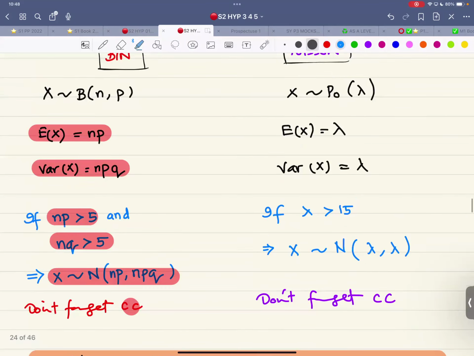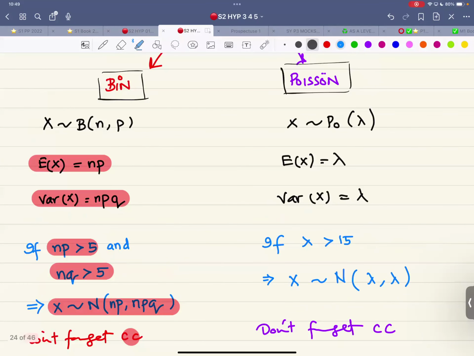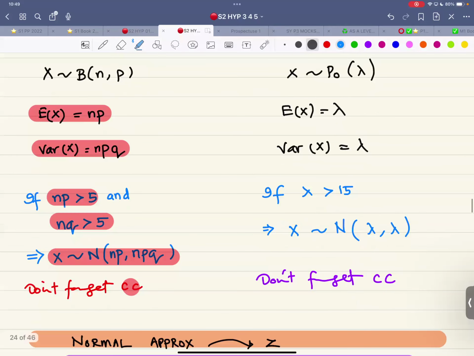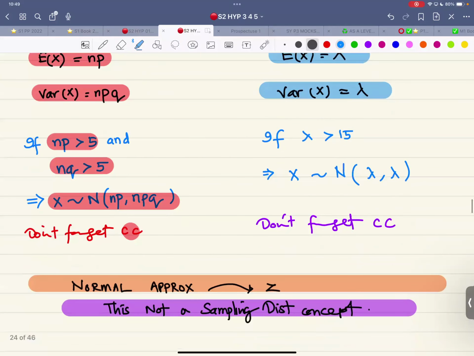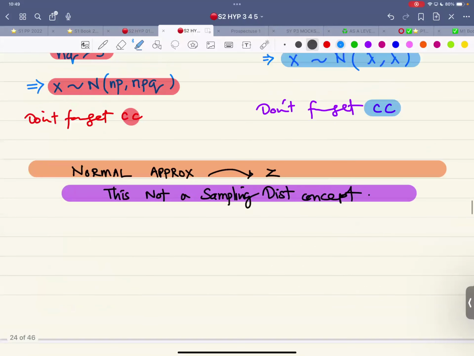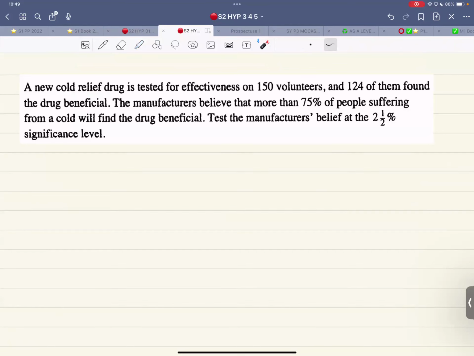When we are talking about normal approximation to Poisson, we know that expectation of X is lambda, and so is the variance of X. And what's the condition? If lambda is greater than 15, then X follows a normal distribution, lambda comma lambda. And don't forget continuity correction. This is not a sampling distribution concept. That is one thing. So now this is the question that we did yesterday in class. Let me just go through it quickly, and then we will pick a new one.